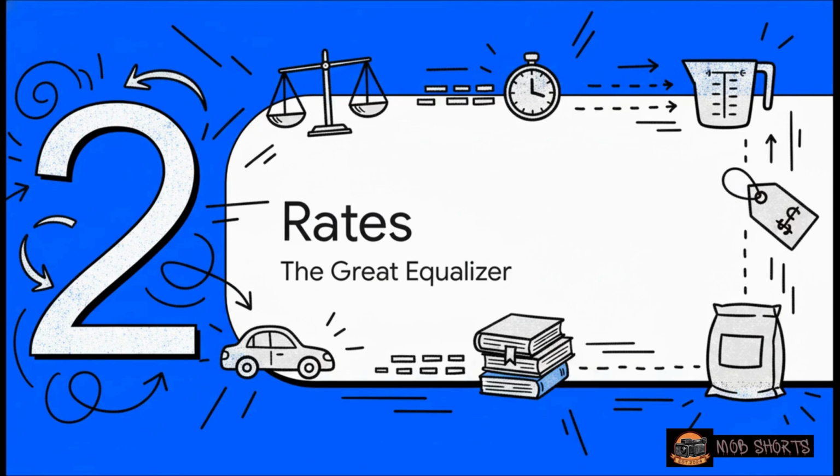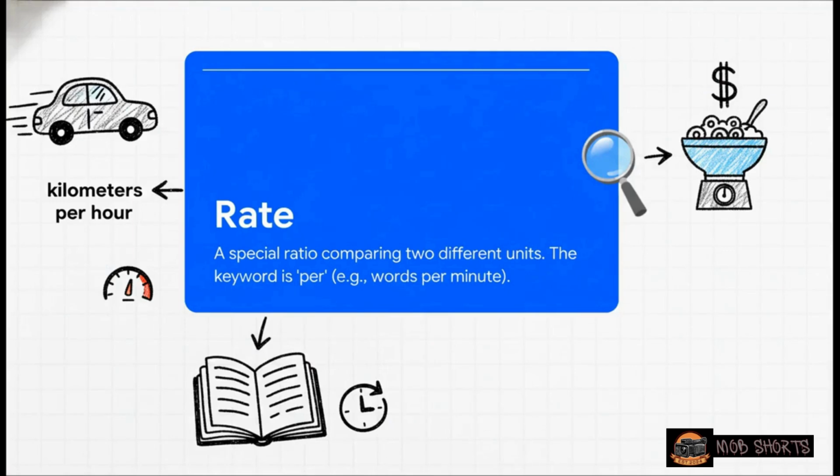Think of them as the great equalizer. A rate is really just a special kind of ratio that compares 2 things with different units. The magic word you always want to listen for is per. Think about it. Kilometers per hour, words per minute, or, in our cereal problem, dollars per gram. It's always one thing measured against another.